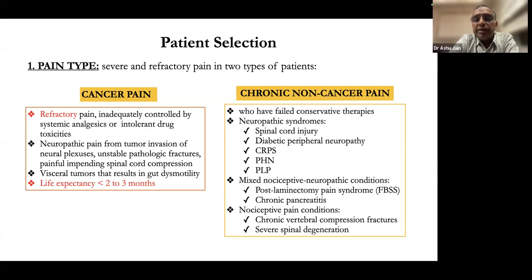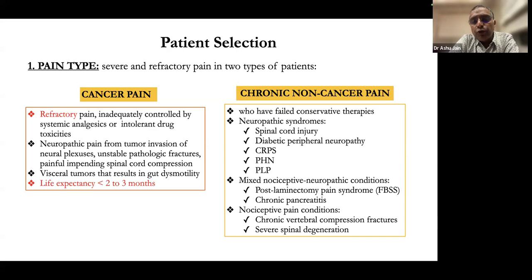Then the neuropathic indication, spinal cord injury. We will show you the video of a patient with spinal cord injury with severe pain below the level of lesion, and it's a severe pain around the 24 hours, and the patient's life is really bad. We have recently done this patient 4 months back with a very good result. Then diabetic peripheral neuropathy, CRPS, here the role of intrathecal pump is slightly debatable.